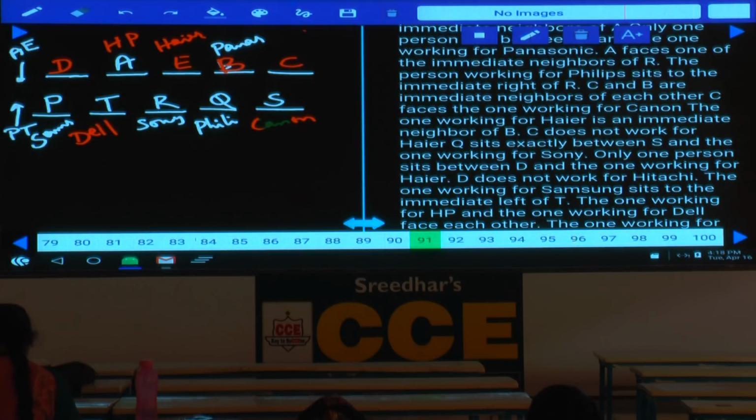Then D does not work for Hitachi, and this C works for Hitachi. If this C works for Hitachi, then which company is left over? Timex. And now this D works for Timex.